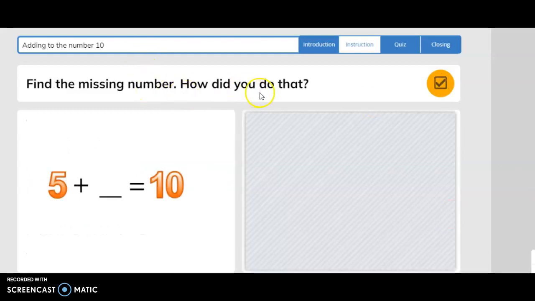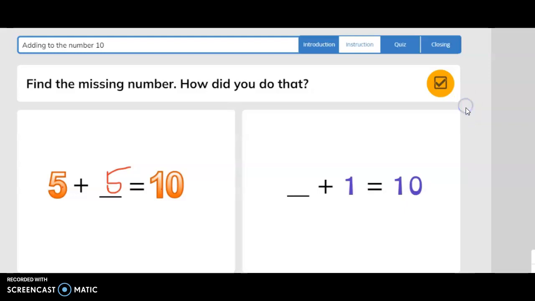Finding the missing number, how did you do that? 5 plus what will give me 10? 5 plus 5 will give me 10. What plus 1 will equal 10? 9 plus 1 will give me 10.